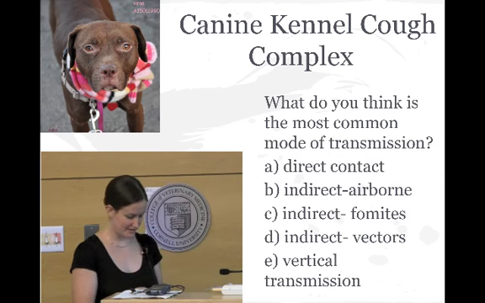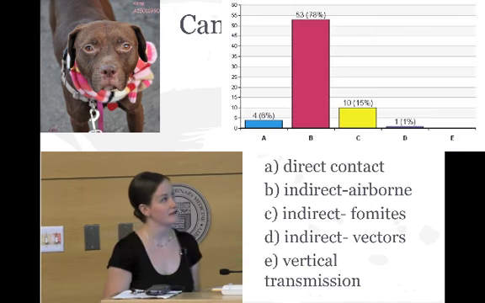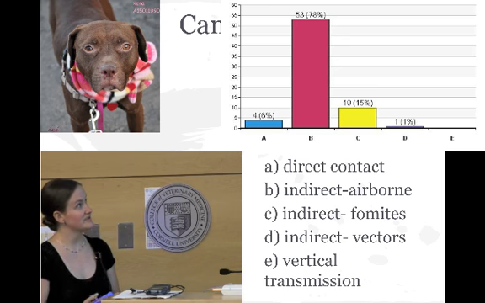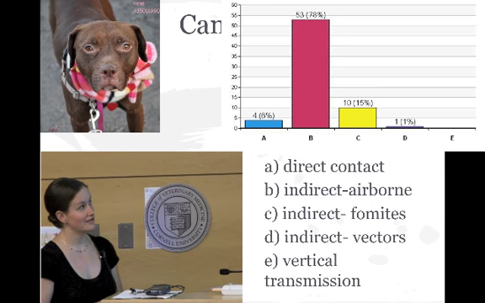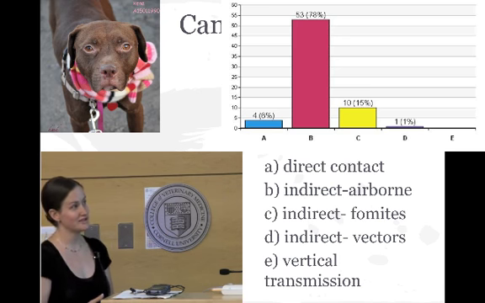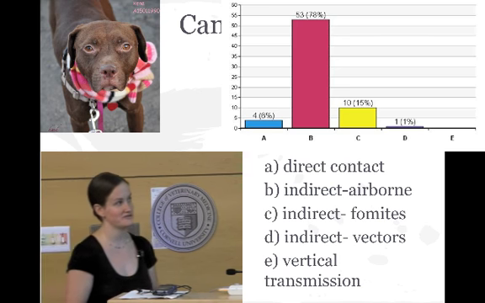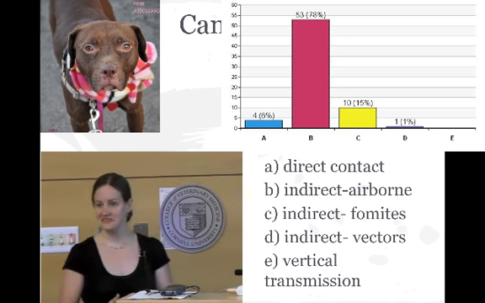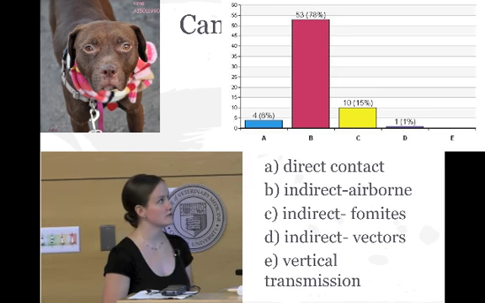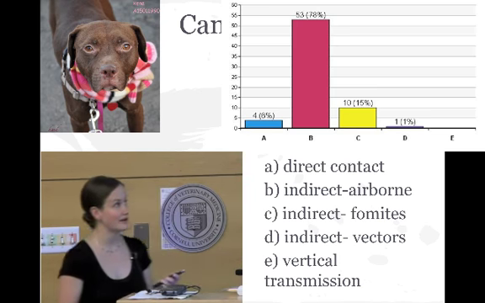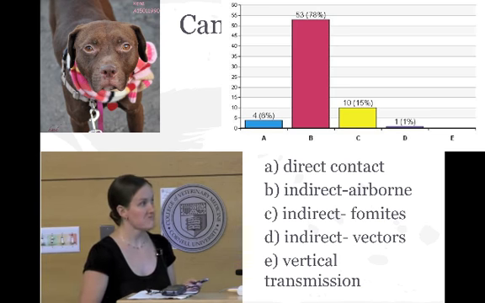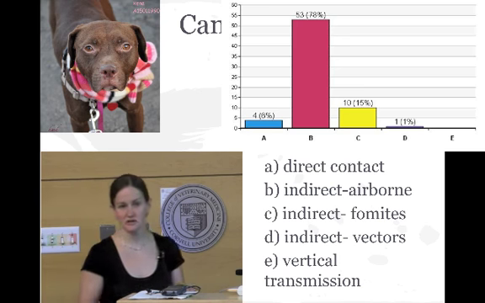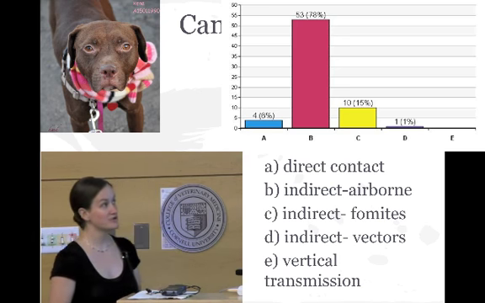All right, the polling has stopped, and let's see what you had to say. About 6% of you said direct contact, 78% said indirect contact via airborne transmission, 15% said indirect fomite transmission, and 1% of you said indirect vector transmission. Very good, guys. You're on your game and you're obviously paying attention. So some of the most important means of transmission are direct contact, airborne transmission, and fomite transmission. And I could see where perhaps a vector transmission could occur via mechanical. But again, most importantly, airborne.